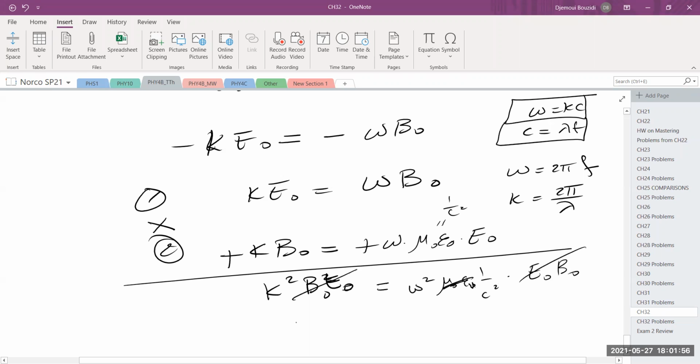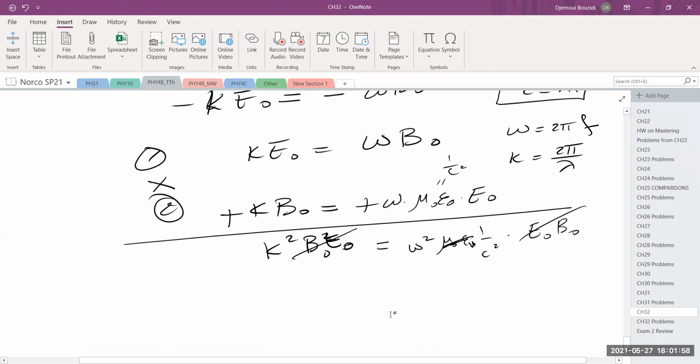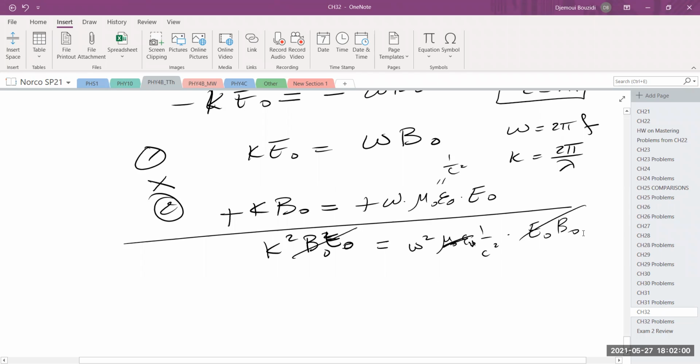These two cancel, and they have to be fixed, otherwise we have no solution. If E naught is equal to 0, B naught is equal to 0, we don't have a solution. So these two cannot be 0, so I can simplify with respect to one another. And if I move c squared to the other side, I will indeed have omega is equal to kc. So that is a confirmation, because omega is positive, k is positive, and c is positive. That's why we only bother with the positive root.